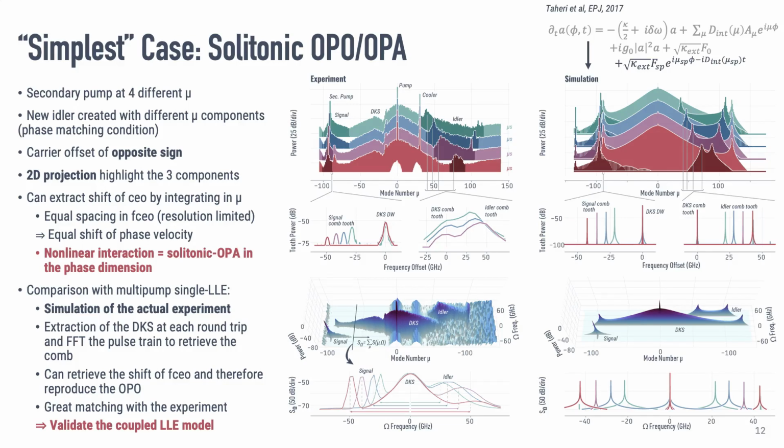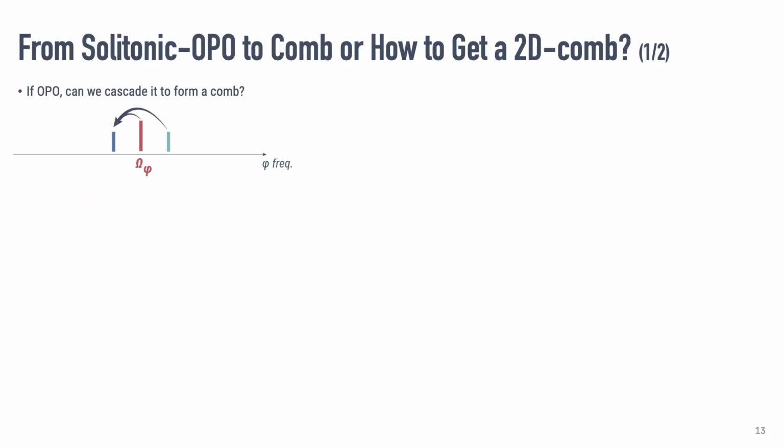Great. So I've shown you that we can have an OPA in this system. I've also shown you that it validates the coupled LLE equation through this full array that accounts for everything. So now, can we actually cascade an OPO? As you're all familiar with, how to get a frequency comb, it's crazy. You almost always get a primary OPO, which then cascades into all these different combs.